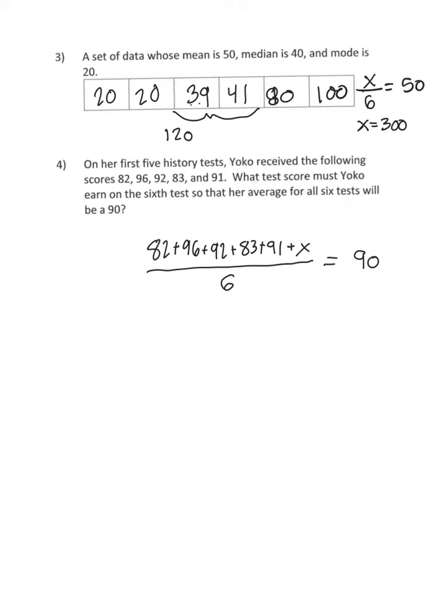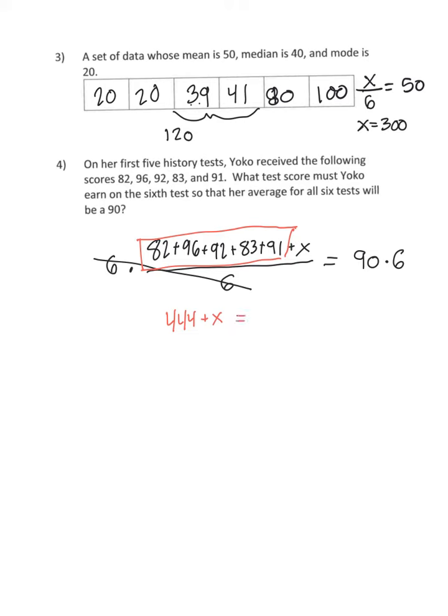So in order to solve for what that last test score needs to be, the first thing I'm going to do is get rid of that 6 on the bottom, so I'm going to multiply both sides by 6. 6 over 6, that's 1. That can cancel out, and I'm left with this whole thing right here. I'm going to add all these constants together so I don't have to rewrite them every time. When I add all those constants together, I get 444. And then I still have plus x at the end.